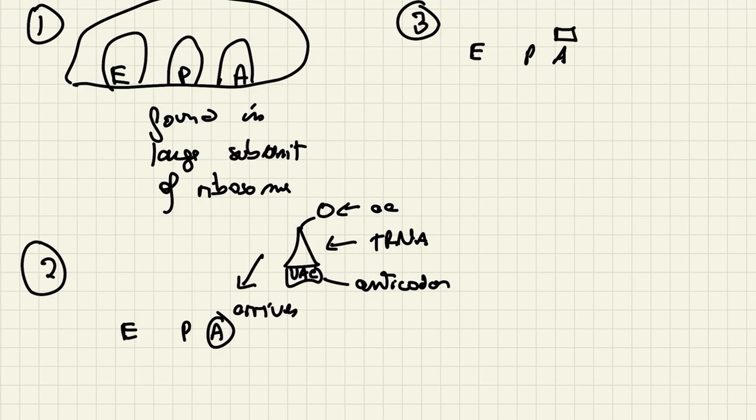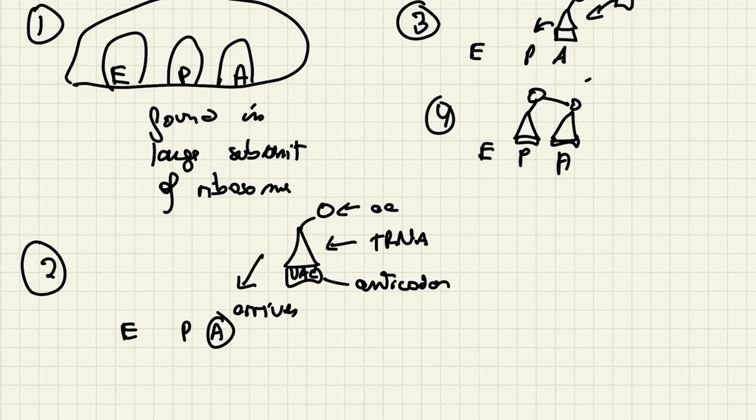Then number 3, I can say here I have E, P, and A. I have arrived with the amino acid. Then you can say a new one is coming. So this caused the shift. Number 4, you will have the tRNA with its amino acid on P, and you have a second one coming in on the A.